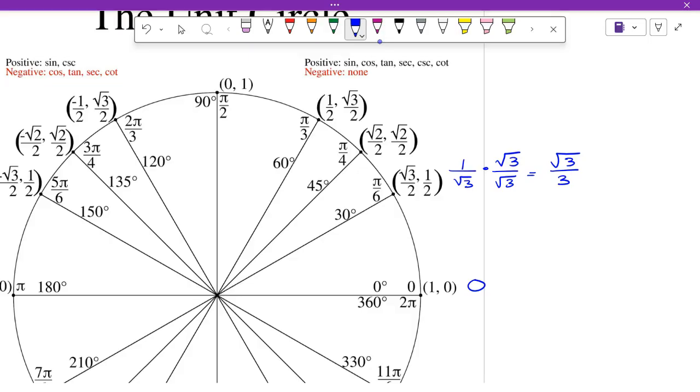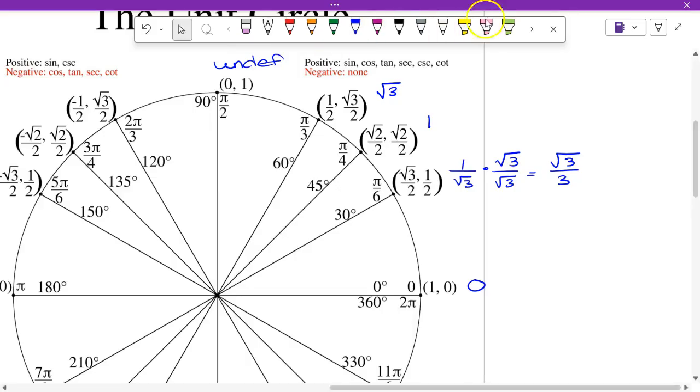If I do square root 2 over 2 divided by square root 2 over 2, well, anything divided by itself is 1. Then I come here, square root 3 over 2 divided by 1/2. The 2's are going to cancel out. That's just going to equal square root 3. And I come here, 1 divided by 0. Well, I can never divide by 0, so this is undefined. So that's going to continue around my unit circle and match. The next question is whether it's going to be positive or negative. But that's what I've got for my tangent values there.